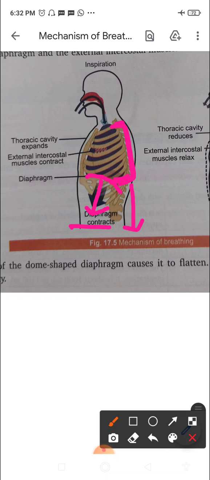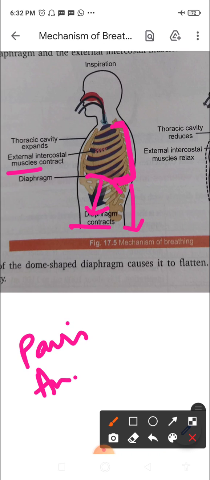At the same time, simultaneously, the external intercostal muscles, here you can see the external intercostal muscles are labeled here, right? They contract and the internal intercostal muscles relax. As I told you, the muscles are found in pairs and they are antagonistic in nature, right? So it increases the diameter. Once this contracts, the diameter this way increases, right?